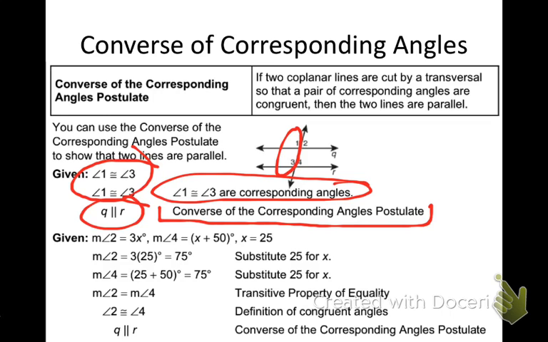Now today it's going to ask you in some of your homework problems to prove these things. All you have to do to prove it is state converse of corresponding angles, and you're fine. You don't have to do all these different proofs. Just say, hey, these are congruent, and because they're congruent, lines are parallel based on converse corresponding angles.